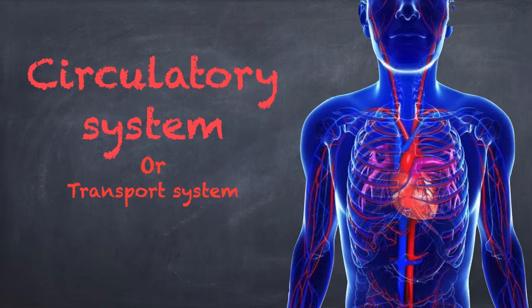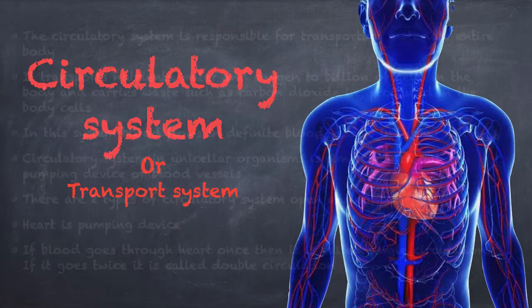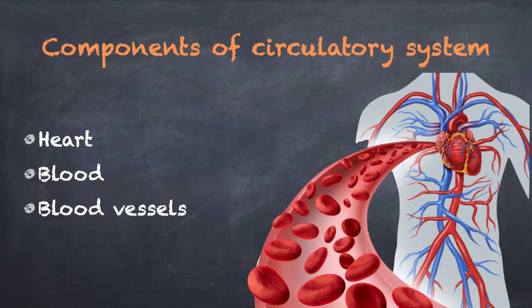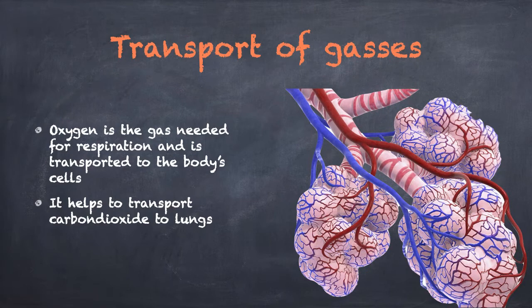Today, I would like to explain about the circulatory system or transport system. This system is responsible to transport useful substances like nutrients and oxygen to body cells, and to eliminate waste materials like carbon dioxide in body cells. The circulatory system consists of heart and blood vessels. It plays a vital role to transport gases like carbon dioxide and oxygen.